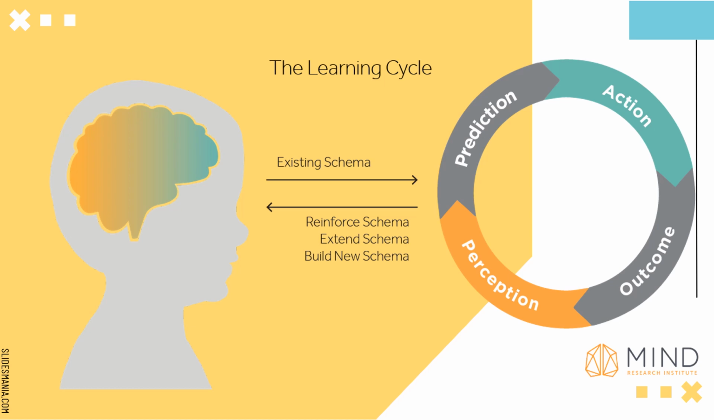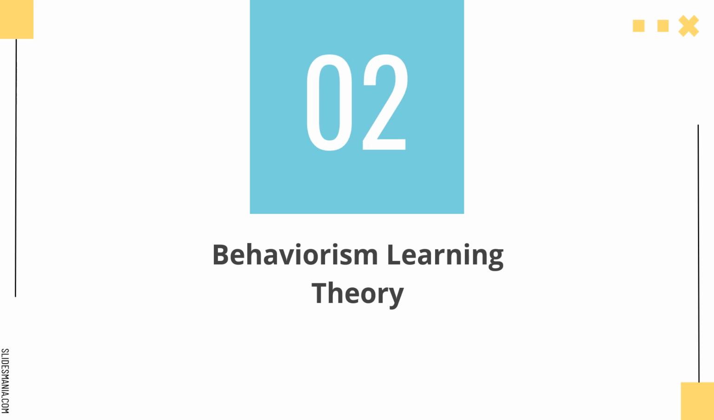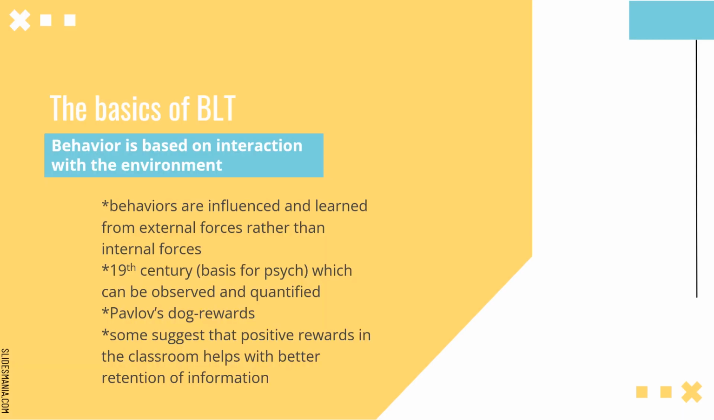So that's the overview of cognitive learning theory. The second one is behaviorism, and that's probably something that we're all familiar with in psych. And it really is the idea that how a student behaves is based on their interaction with the environment. So the environment plays a key piece. It also suggests that behaviors are influenced and learned from external factors rather than internal factors.